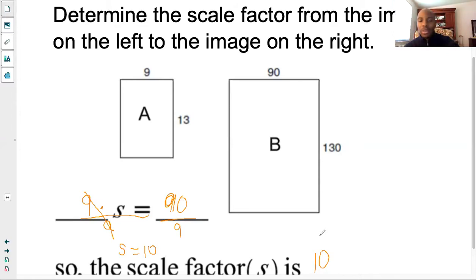But I would like you to do it the way I did here. 9 times something has to equal 90. Or you could have put 13 times something equals 130, divided both sides by that number, and you would have ended up with your scale factor. Let me do one more example with you. I'm going to clear the text.